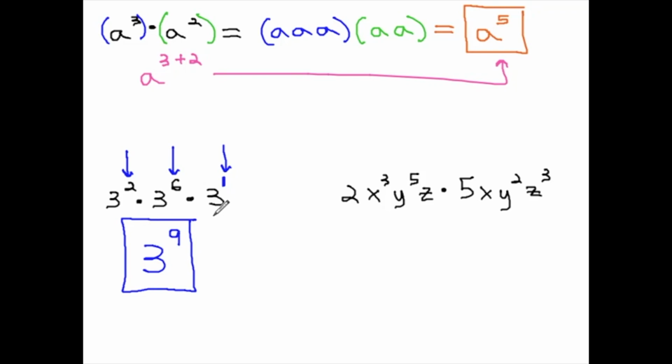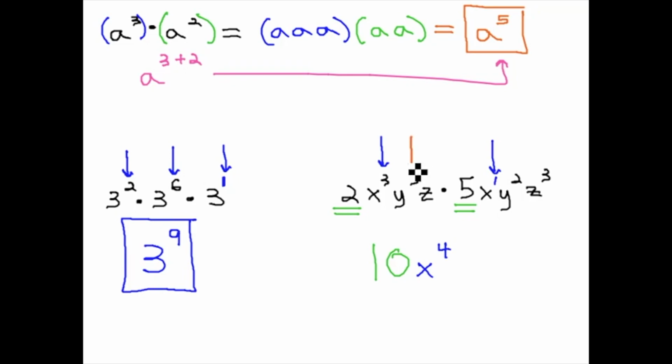On the right side, we have 2x cubed y to the 5th z times 5x y squared z cubed. We can multiply numbers like always. This property has not changed. 2 times 5 is 10. And then when we look at the variables, we can see how many of each variable is multiplied together. We have x cubed times x to the 1st. There are a total of 4, or 3 plus 1, x's multiplied together.